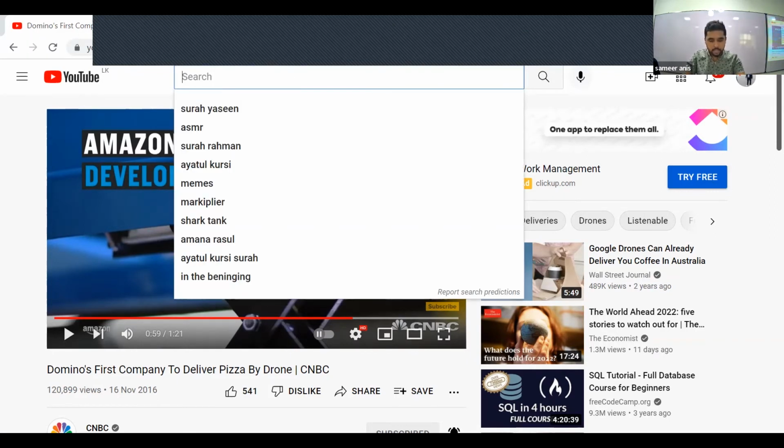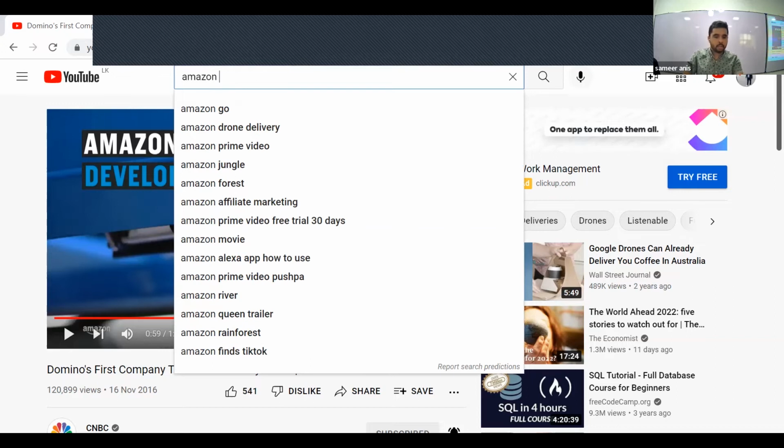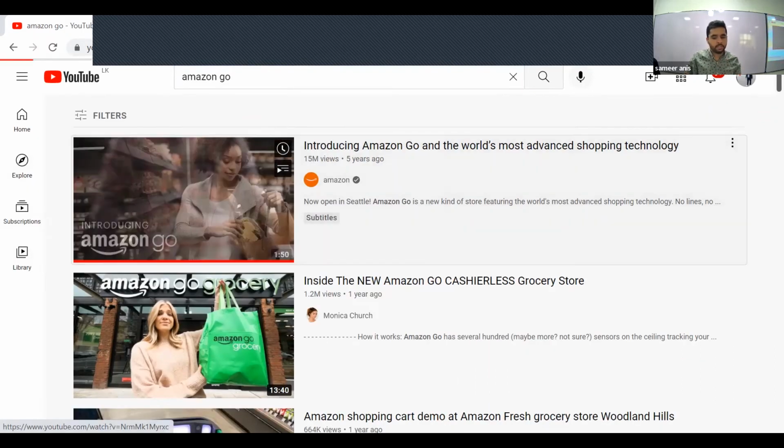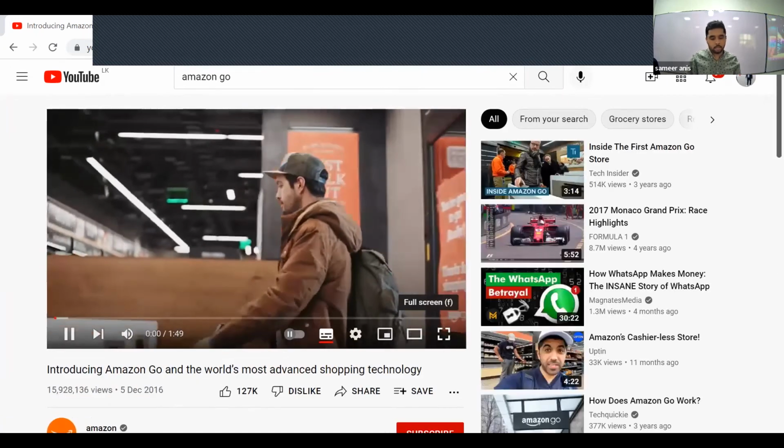Check this Amazon Go case. Yeah, it's coming to Sri Lanka in another 150 years, guys. So let's have a look at it.